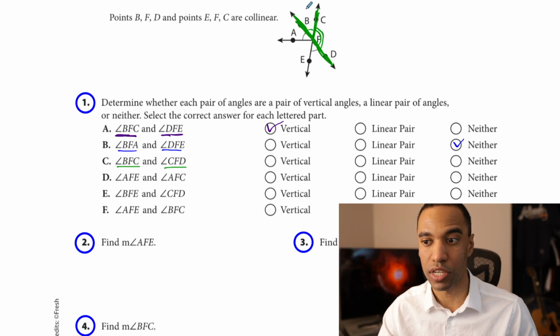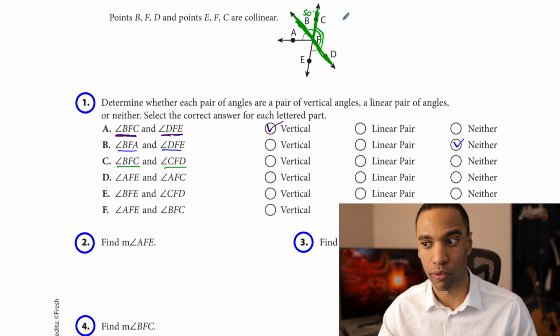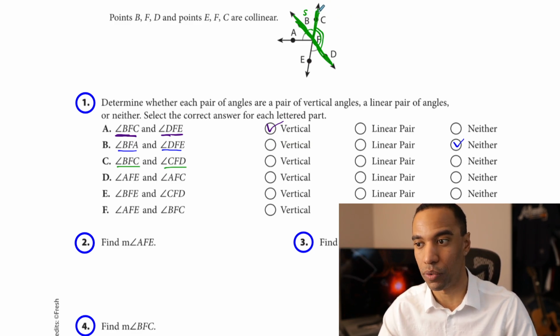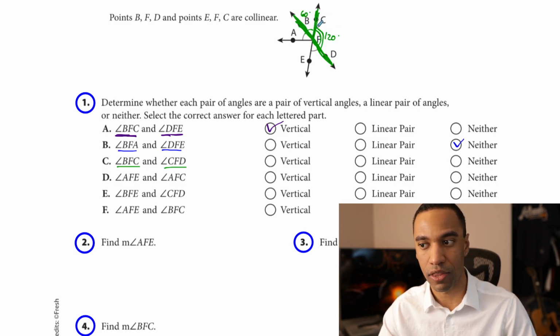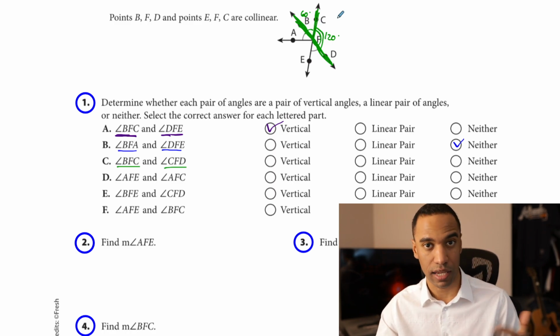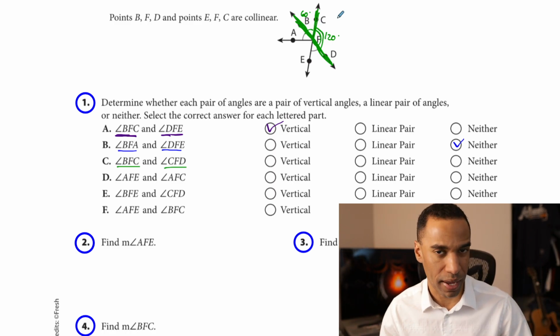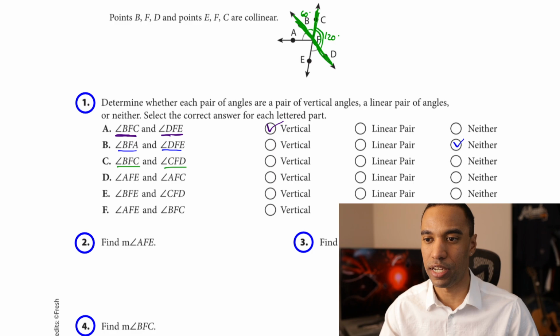If this is 50 degrees, and this was 60 degrees here, then this would be 120 degrees because together they add to make 180, right? They add together to make the line. That's the idea of forming the straight angle. Anyway, that one's a linear pair for show.